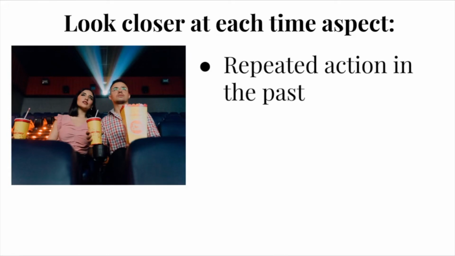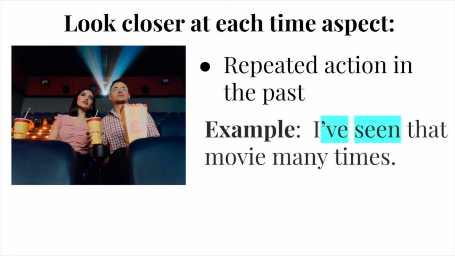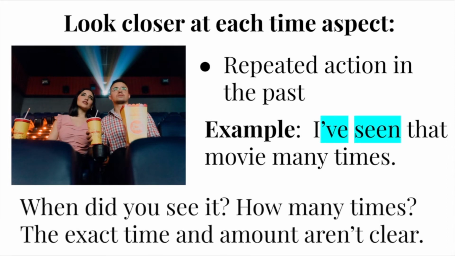Here's one about the repeated action in the past. I've seen that movie many times. When did you see it? How many times? The exact time and amount aren't clear. This is used for the present perfect. Notice that seen is the past participle of see.